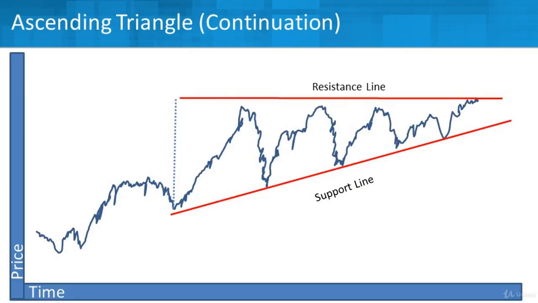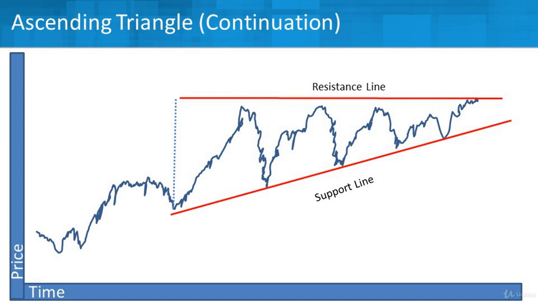So we remember from the rectangle lesson how we had two parallel lines, the resistance line and the support line. In this particular example, we have an ascending triangle. It looks like a triangle with a wider end to a narrowing point. And this one is called an ascending triangle because it's going up in pricing. It's a continuation triangle where it's going up in pricing.